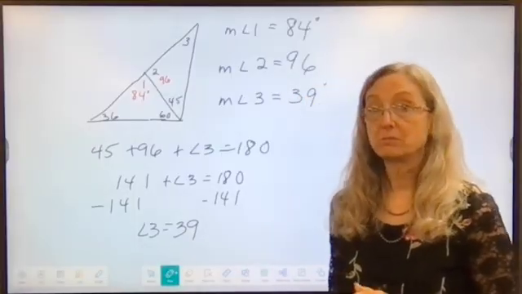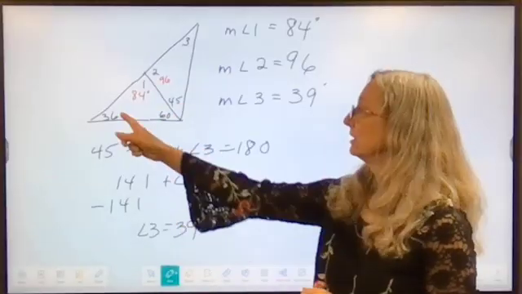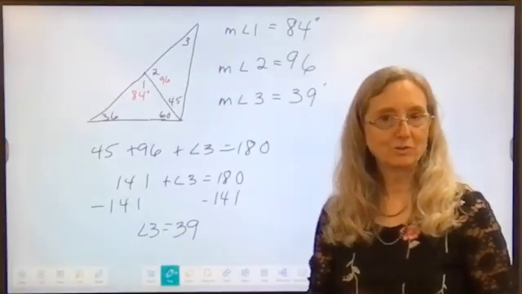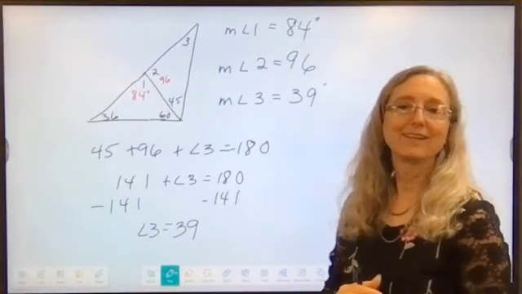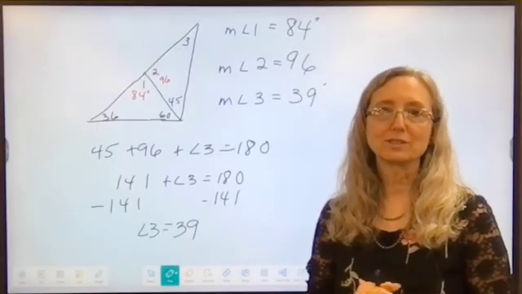I could have found the measure of angle 3 by realizing this angle is 105, so 36 plus 105 plus angle 3 also equals 180. That would also work. It'll give me the exact same answer. Math is so consistent.